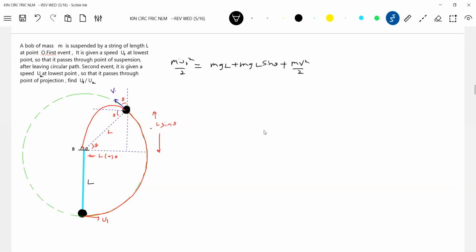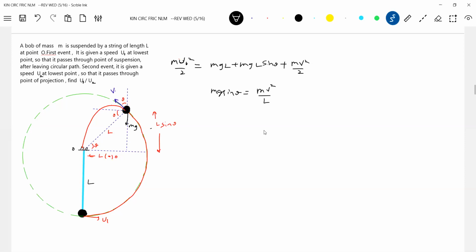Condition to leave the circular path: who will provide the required centripetal force? mg sin theta. Tension will become 0, then mg sin theta equals m v square by L. Like this, we can replace that theta and we'll get the expression for v.